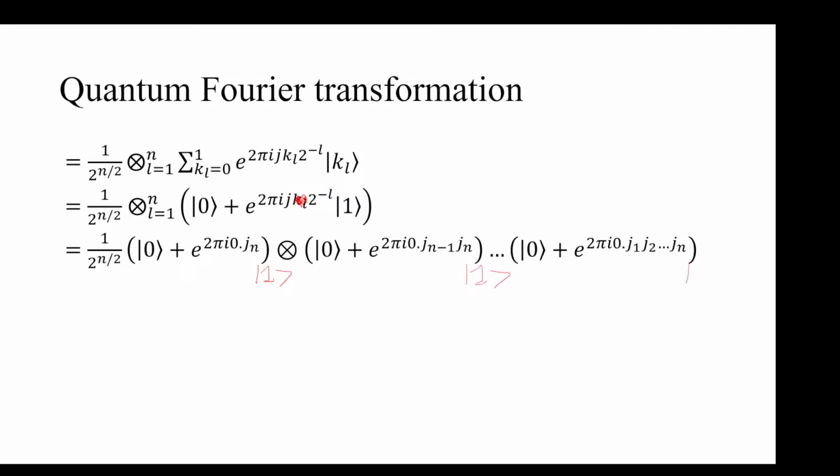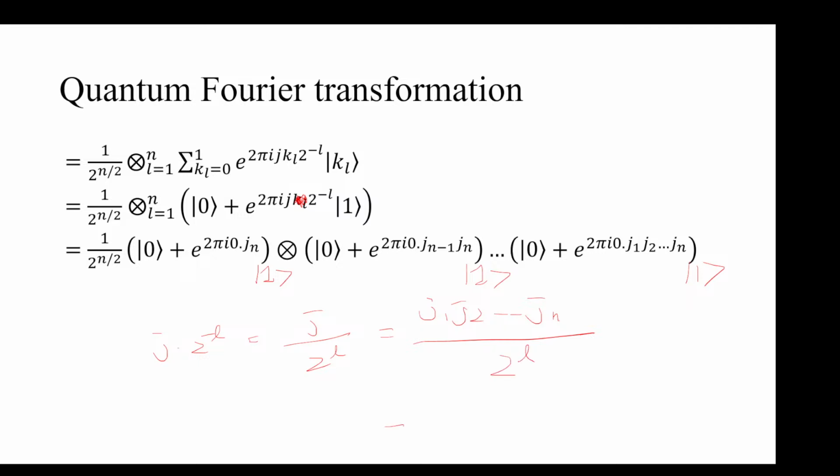So we just need to think about what this j times 2 to the minus l is. So j times 2 to the minus l is equal to j divided by 2 to the l. And remember, j is j1, j2, to jn, divided by 2 to the l.